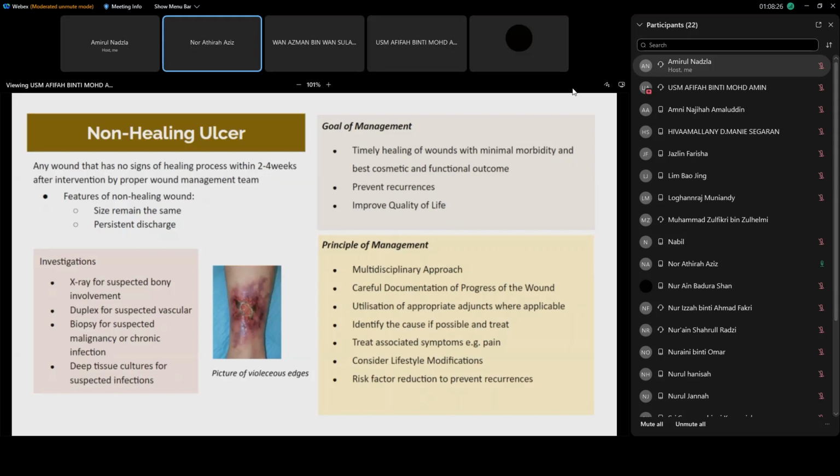So the principle of management is also a multidisciplinary approach. Careful documentation of progress of the wound is needed, and we have to utilize appropriate adjuncts where applicable. We have to identify the cause if possible, and treat the cause. We have to treat associated symptoms. For example, if the patient feels pain, we can prescribe analgesics. We consider lifestyle modification if the patient is smoking or has morbid obesity. So we advise the patient for a better lifestyle, and then risk factor reduction to prevent recurrence.